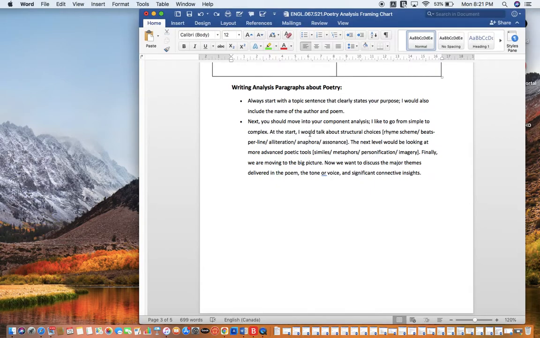So at the start, I would talk about the structural choices the author makes, things like rhyme scheme and beats per line. Then I'd move on to that first wordplay level, which looks at alliteration, anaphora, and assonance. Then you can go up the ladder to the next level of complexity, which is to see if there's any similes, metaphors, personification, or imagery-based lines. And then finally we move up to the bigger picture, which is to talk about major themes, or the tone of voice, and finally some sort of significant outcome or insight that you noticed in the poem.